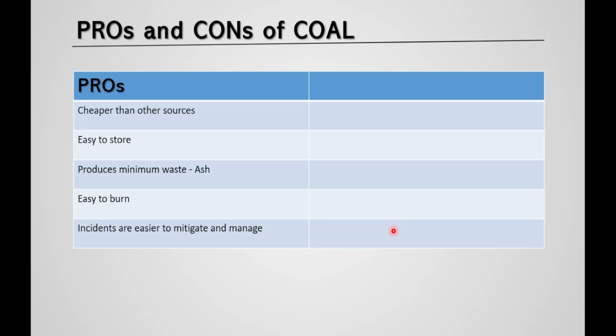So what are the pros and cons of using coal as a source of energy? On the good side of things, coal is cheaper than other sources of energy. It's easy to store. You can store it in your stockpiles and use it later. When coal is burnt, it produces ash, and ash is easy to manage. It's also easy to burn coal. If there is an incident in a power station, they are easy to manage.